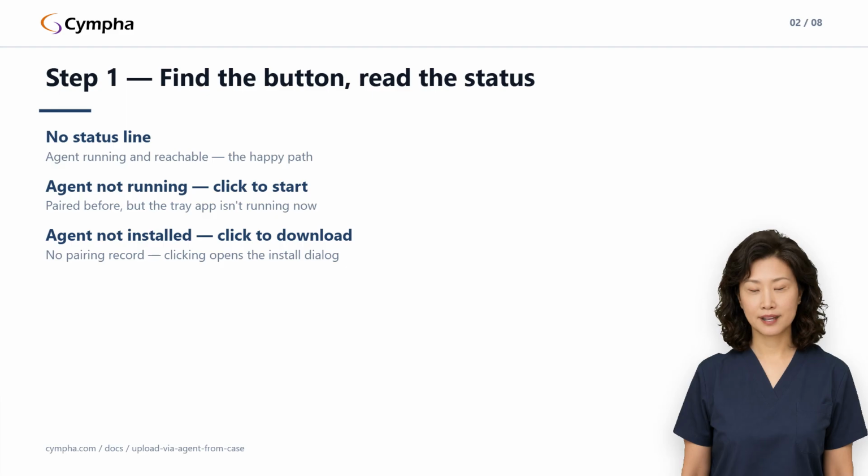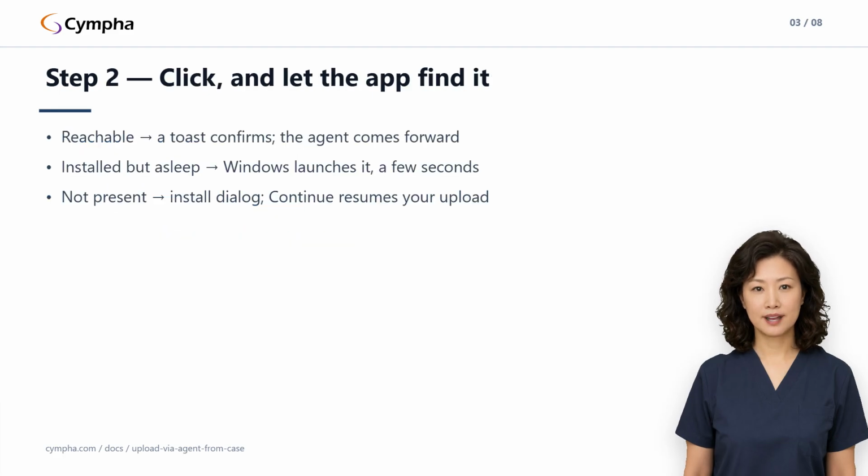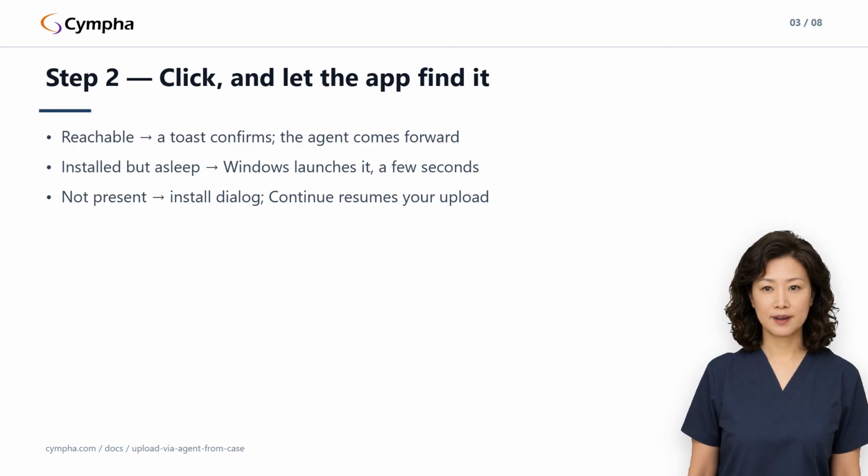Click Upload via Agent, and what happens next depends on what the web app finds on your machine. If the agent is reachable, a toast confirms it picked up the job. Switch over to the agent, which brings its own window forward, or find it in the system tray. If the agent is installed but not running, Windows tries to launch it through the link the installer registered. You'll see a brief starting your Agent Manager message while it's given a few seconds to come up, and if it answers, the upload proceeds as normal.